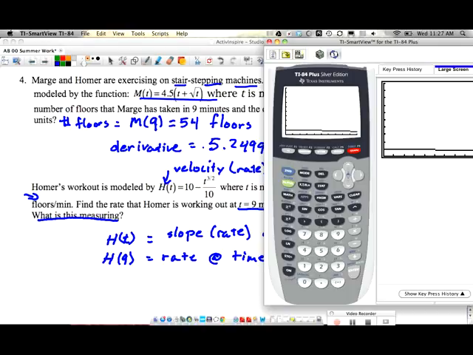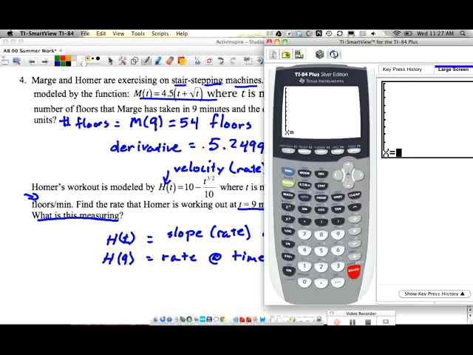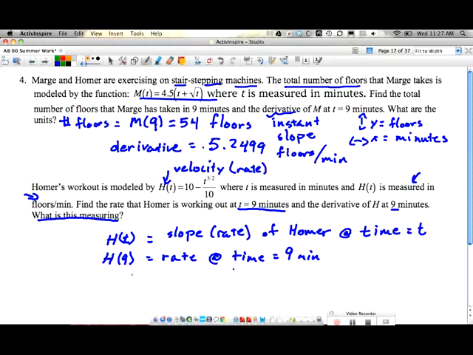So now we need to calculate that rate at time equals 9. That means we have to calculate the value, not the slope, because we're already given a function that's a rate. So we press 9, press equals. So h of 9 is 7.3 floors per minute.